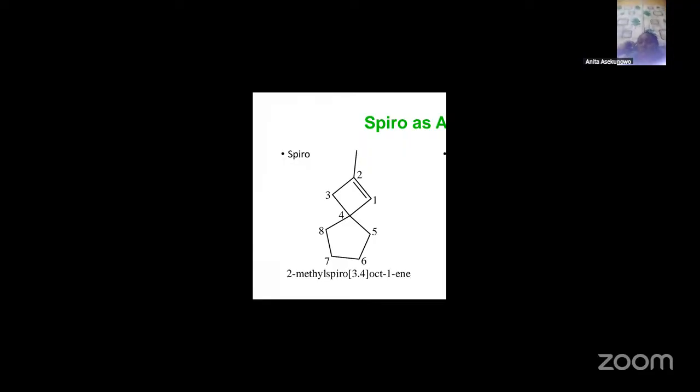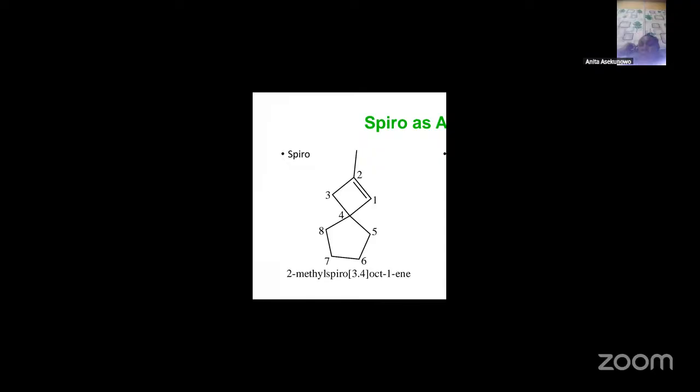2-methyl spiro[3.4]oct-1-ene. Whenever you're given a spiro compound, look at the substituents. What are the positions of the substituents? Look at the functional group. What are the functional groups involved? When you consider this, then start numbering to maintain the S sign and putting the functional group accordingly.